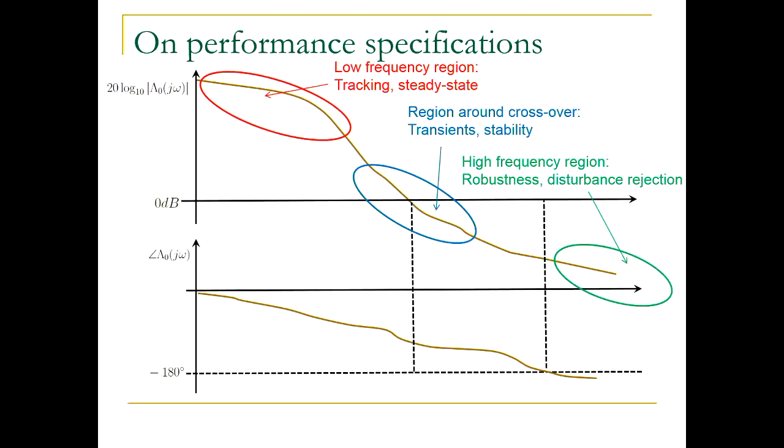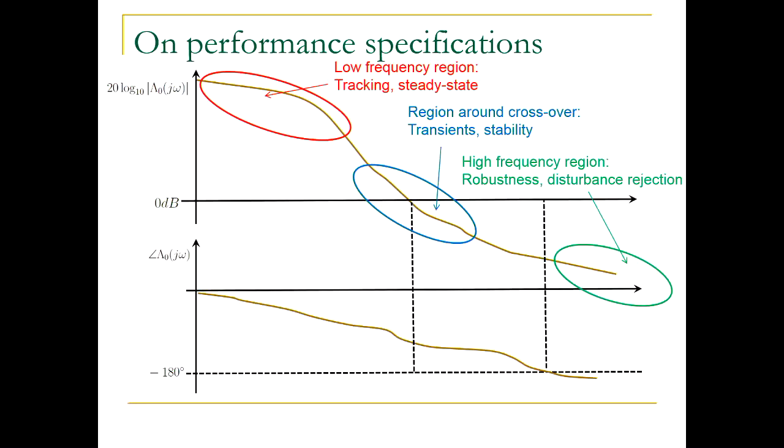So I remind you that lambda 0 is the open loop transfer function, the product of the controller and plant. So C times G0, that's lambda 0. What we are plotting here is the gain plot, the top diagram, and the phase plot of the open loop transfer function.